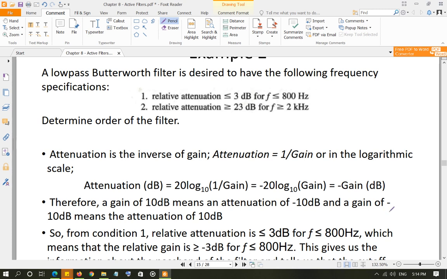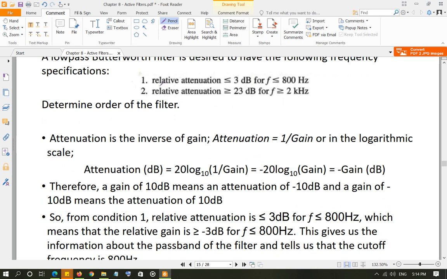If your gain is negative 10 decibel, that is, if your gain is less than 1, that means you have higher attenuation, 10 decibel. So look at the first condition. Your relative attenuation is less than or equal to 3 decibel for the frequencies less than or equal to 800 hertz. Now, 3 decibel has importance. 3 decibel means it's a cutoff frequency, because if you calculate the power associated with the signal, then the power at the cutoff frequency is negative 3 decibel if the peak value is 1. So that's why the cutoff frequency is also called the 3 decibel frequency.